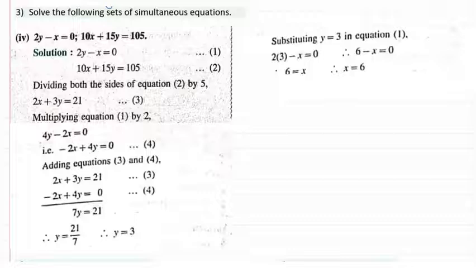So now let's write the final statement. Answer, x is equal to 6, y is equal to 3. So it will be 6 comma 3 is the solution of the given equation. I hope you have understood, my dear boys.